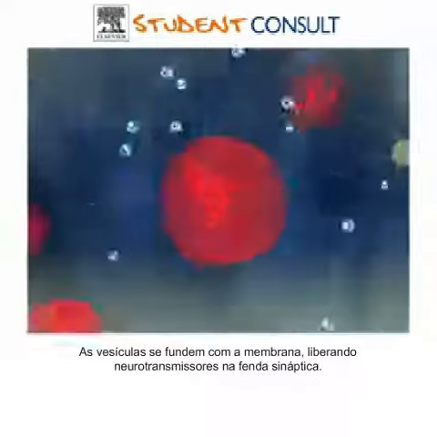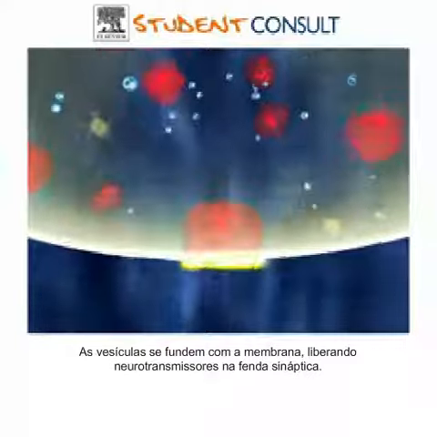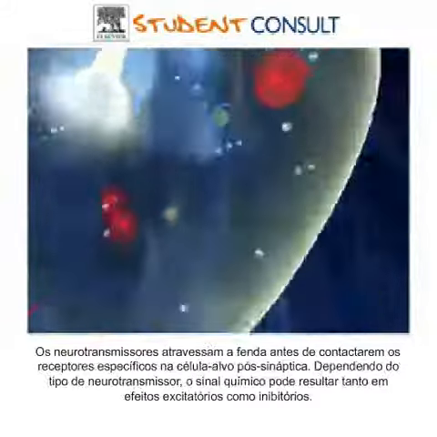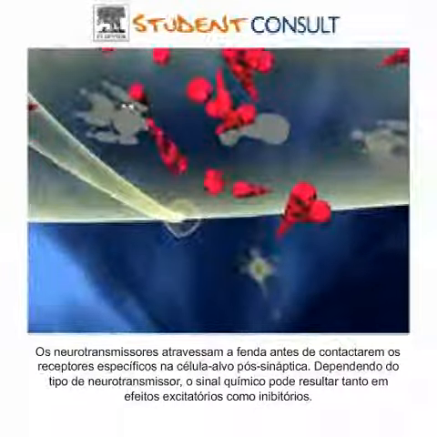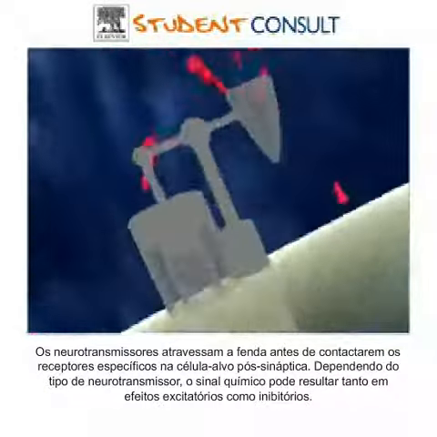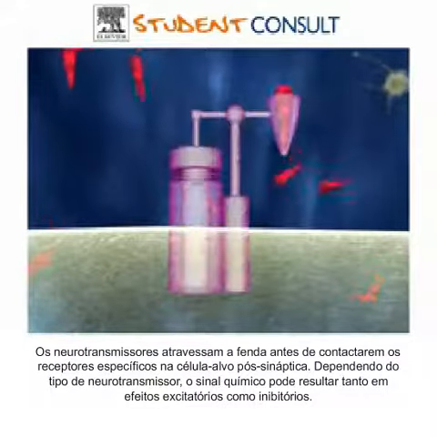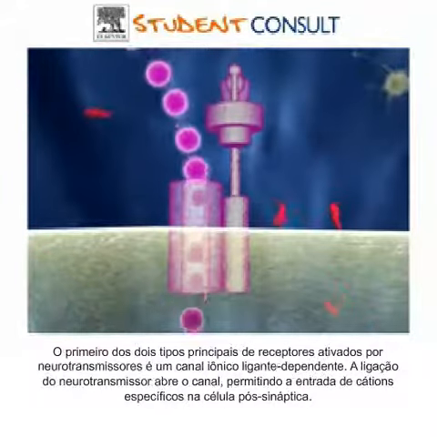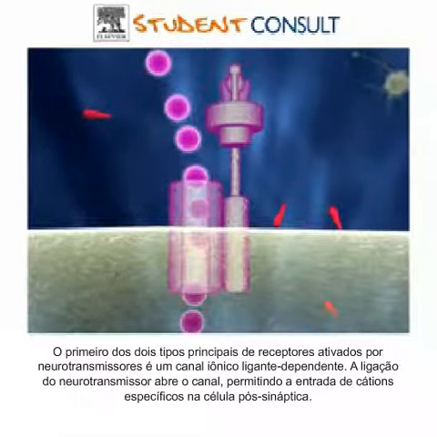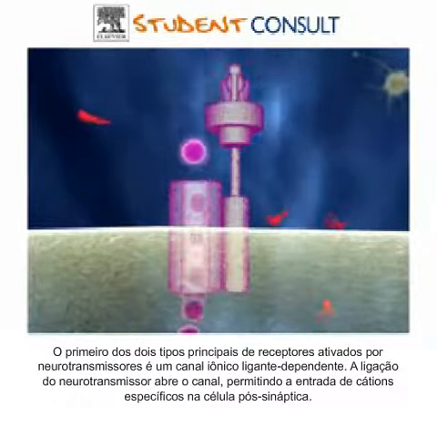The vesicles fuse with the membrane, releasing neurotransmitter into the synaptic cleft. The neurotransmitter hits specific receptors on the postsynaptic target cell, causing either excitatory or inhibitory effects. Neurotransmitter binding to ligand-gated ion channels opens the channel, allowing cations to enter the postsynaptic cell.